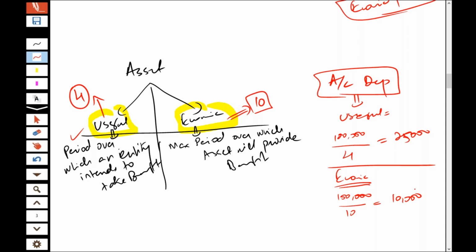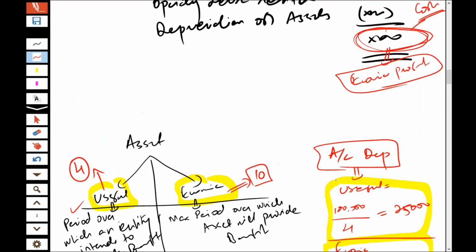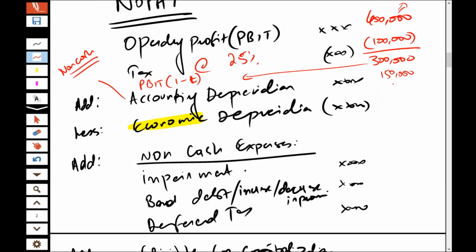Now, the proponents of EVA, the people who introduced EVA, their viewpoint was that when you use an asset, realistically speaking, the value of the asset declines over its economic life. It does not decline over its useful life. So you should add back the accounting depreciation, but the economic depreciation, that means the depreciation computed over the economic life, needs to be deducted. Why? Because that's a real consumption of the asset.